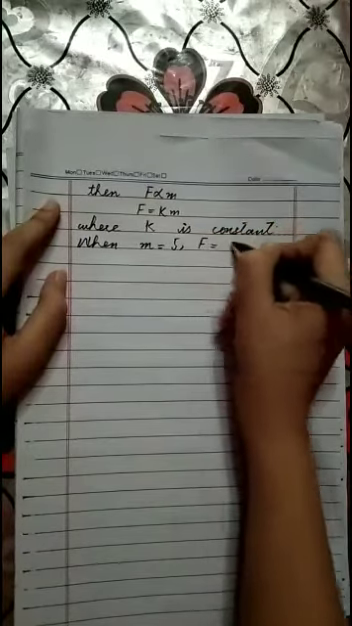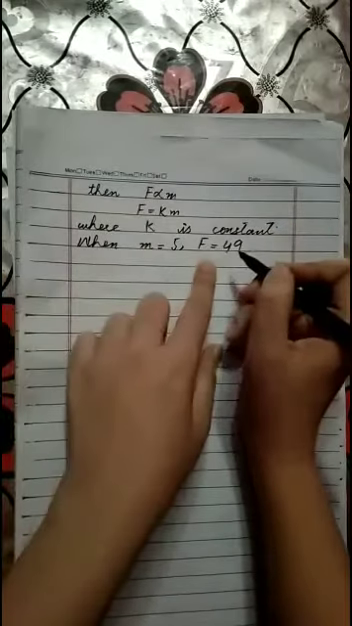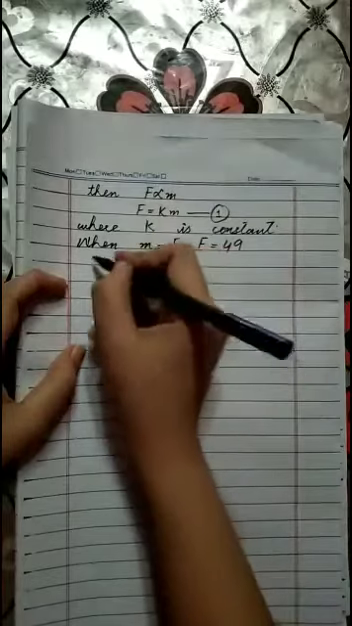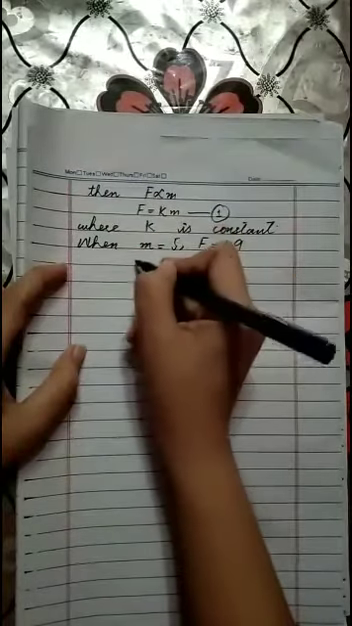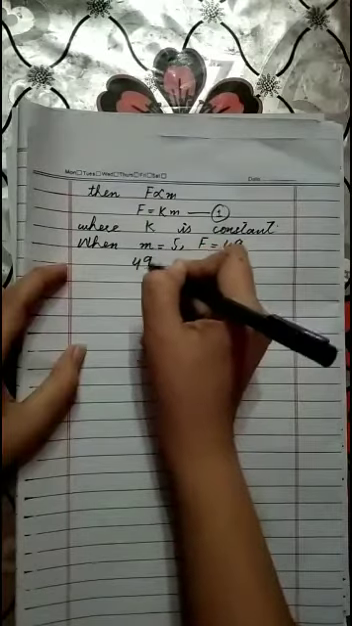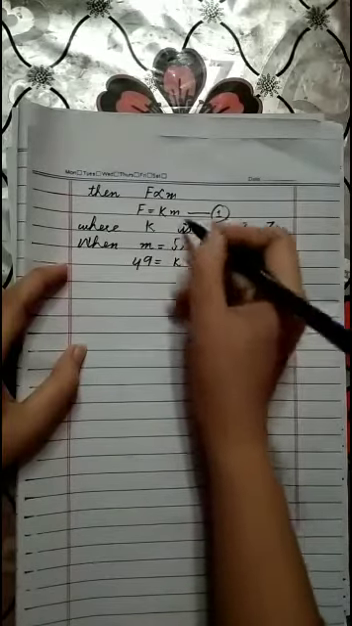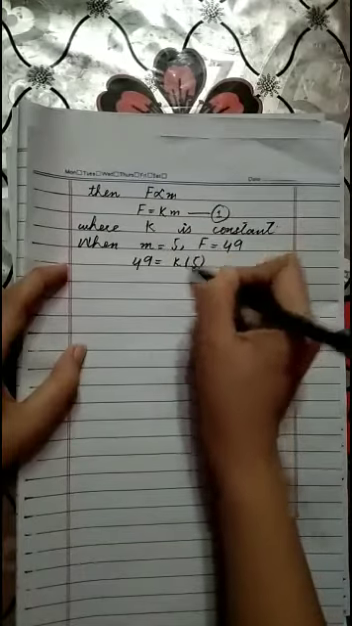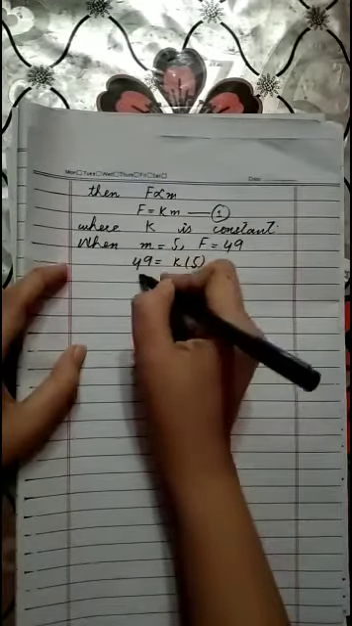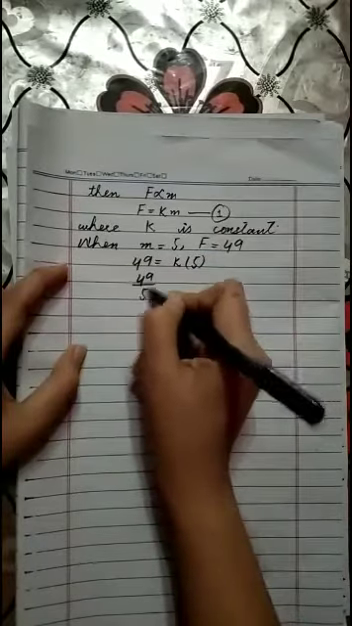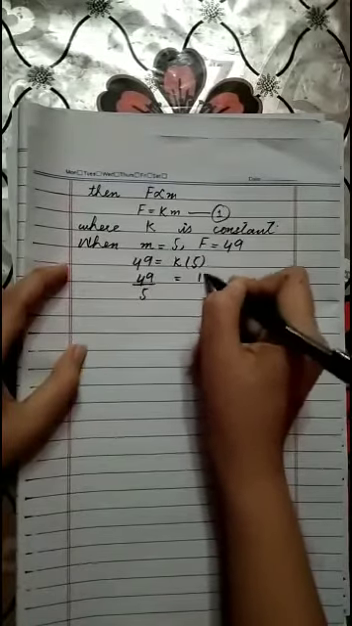When M is equal to 5 and F is equal to 49, M and F values are given. By using these two values we can find the value of K here, that is the general equation. Okay, so placing the values now in equation 1. F value is 49, K value we have to find, and M value is 5. We want to find the value of K, so 5 will be divided on the other side because it's multiplied here. So if you want to find the value of K, it will be 49 divided by 5.